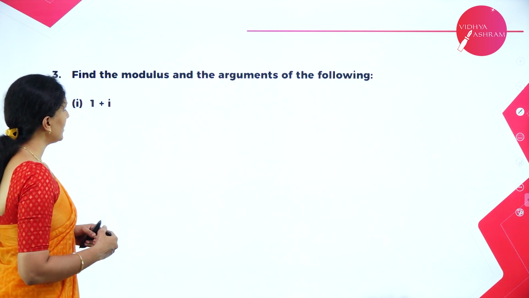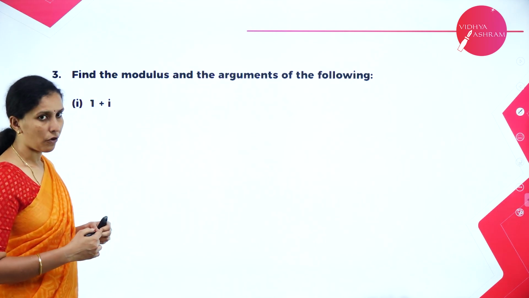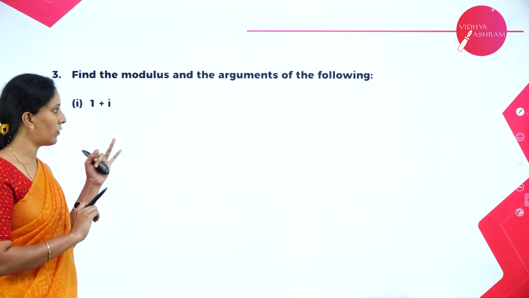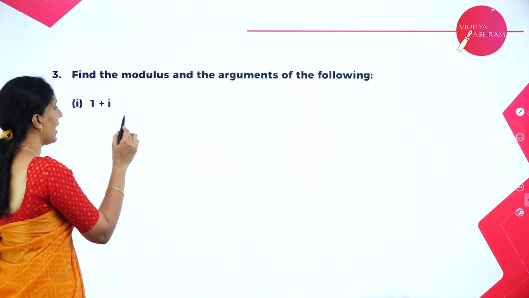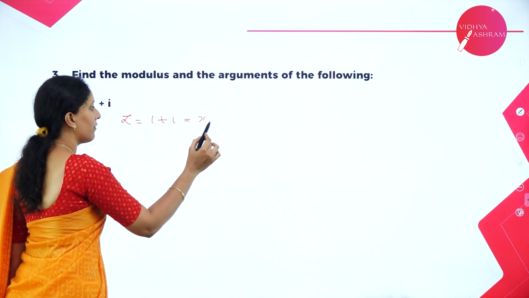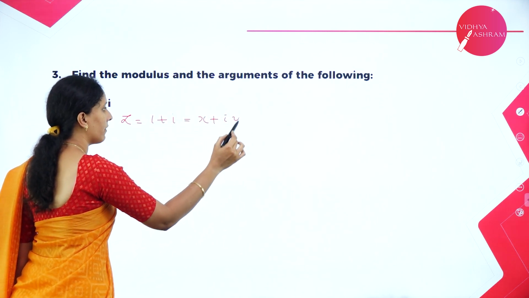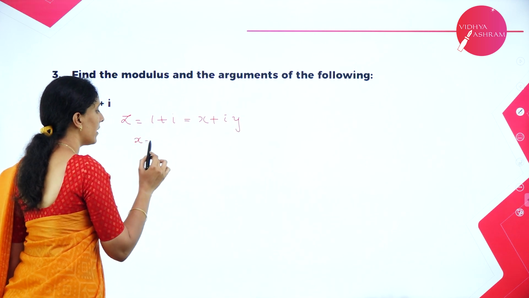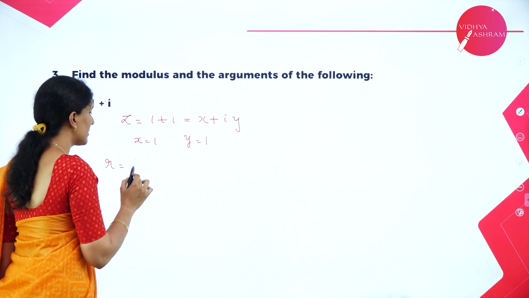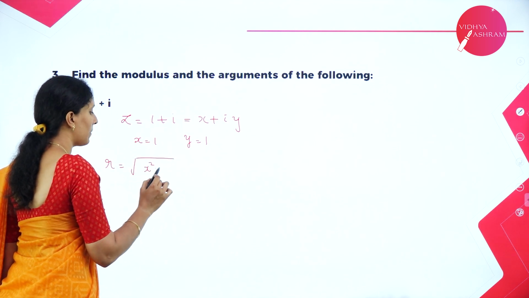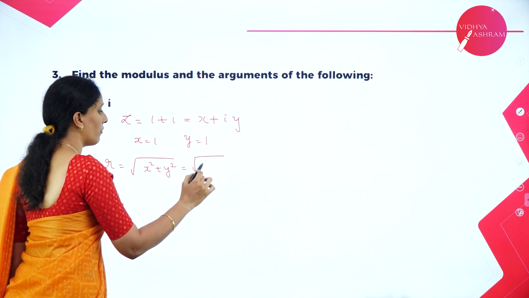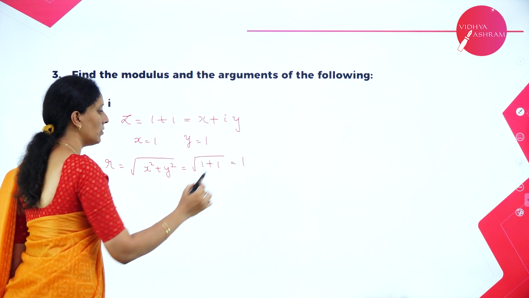Next, find the modulus and the arguments of the following. Here we are supposed to find r and theta for the following complex numbers. We have z is equal to 1 plus i. Assume it in the form of z is equal to x plus iy. So, what is the value of x here? 1, and the value of y is 1. So, r is the square root of x square plus y square, which is root of 1 plus 1, which is root 2.